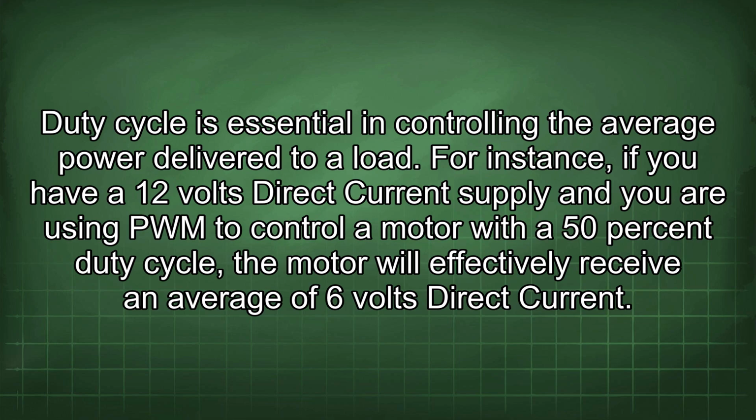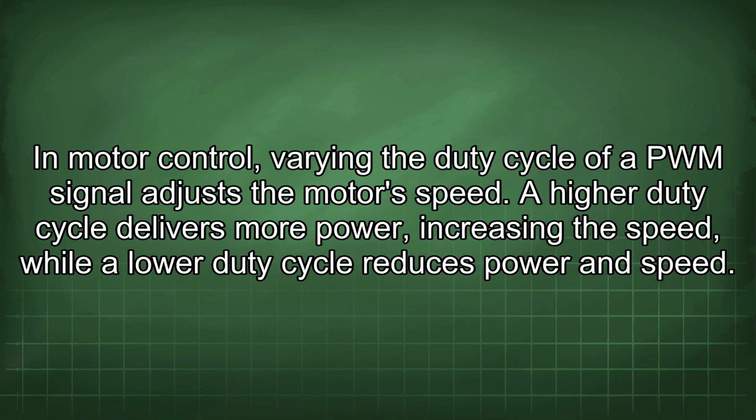For instance, if you have a 12 volts direct current supply and you are using PWM to control a motor with a 50% duty cycle, the motor will effectively receive an average of 6 volts direct current. In motor control, varying the duty cycle of a PWM signal adjusts the motor's speed. A higher duty cycle delivers more power, increasing the speed, while a low duty cycle reduces power and speed.